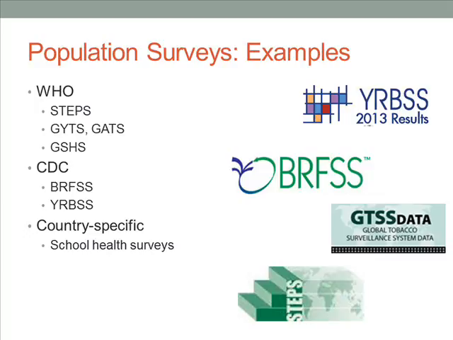The Global School-Based Student Health Survey, GSHS, is a collaborative surveillance project designed to help countries measure and assess the behavioral risk factors and protective factors in 10 key areas among young people aged 13 to 17 years. CDC has BRFSS and YRBS. Some countries have developed school health surveys.